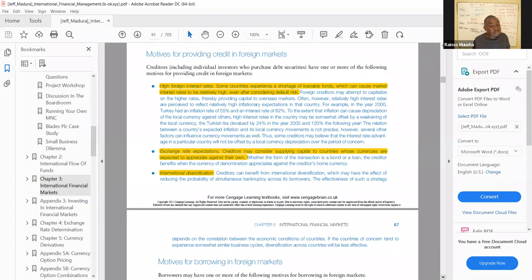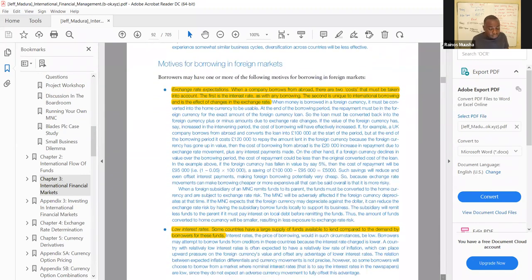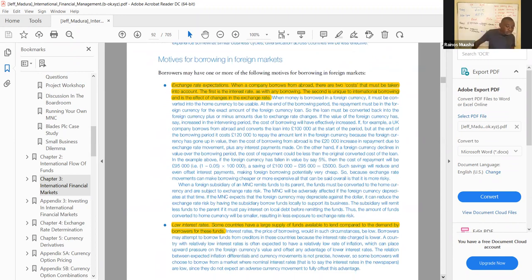So please take note of this because these are potential theory questions. Now, remember here we're looking at it from a perspective where we are investing, isn't it? Now let's look at it from a perspective where we are the ones who are needing funds.